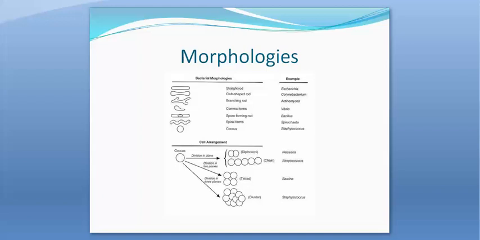Arrangements are on the bottom, and we see a coccus or a bacillus in a diplococcal or streptococcal chain. Coccus specifically occurs in the form of tetrads and clusters, whereas you don't typically find bacilli in tetrad or cluster formations.